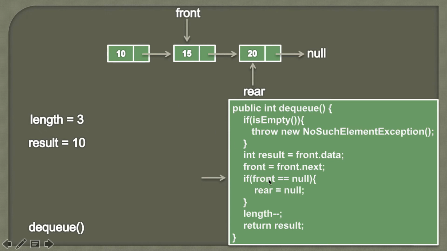Then we are checking whether the front is equal to null or not. Currently you can see front is pointing to the second node, therefore it's not null. So the condition in the if block comes out to be false. Moving ahead.